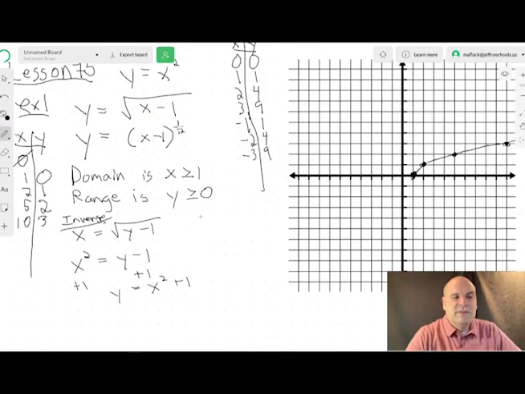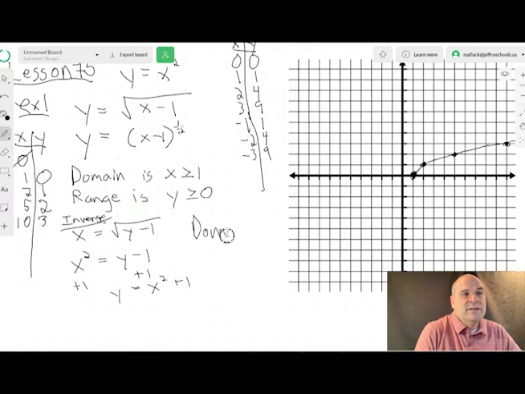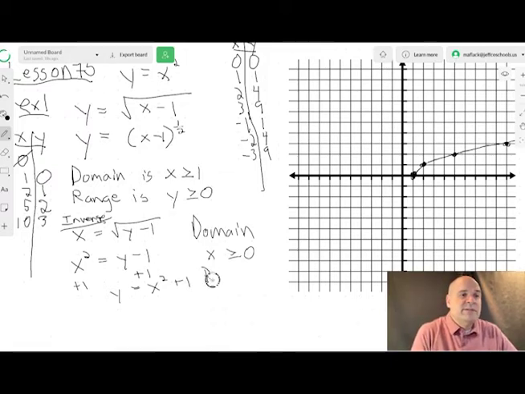Okay, so when you're finding the domain and range of an inverse function, all you're doing is swapping the domain with the range, just like when you swap the x with the y. So since the range of the original function is y is greater than or equal to 0, the domain of this inverse function is going to be x is greater than or equal to 0. And since the domain of the original function is x is greater than or equal to 1, the range is going to be y is greater than or equal to 1. So if I graph this, this is what it's going to look like.